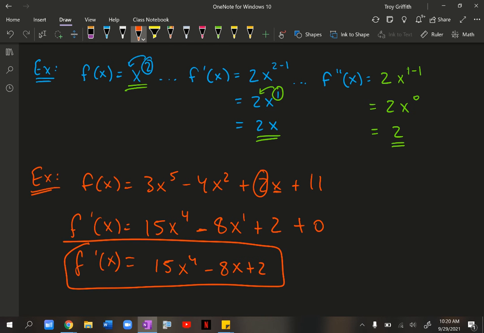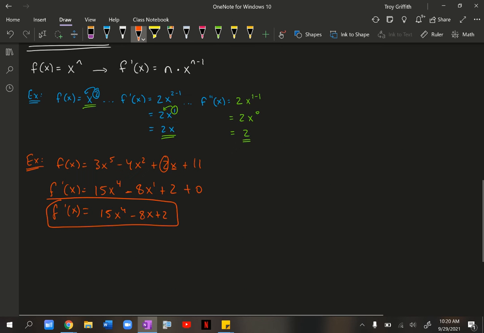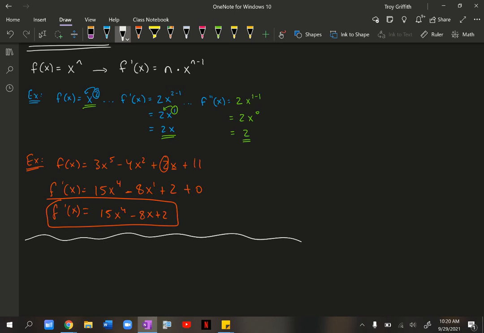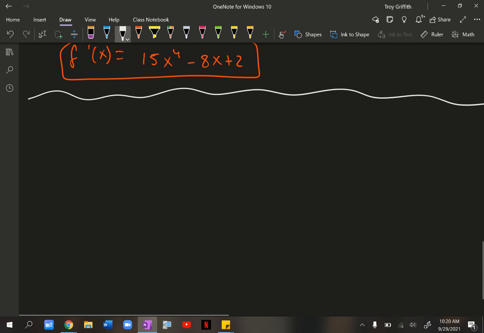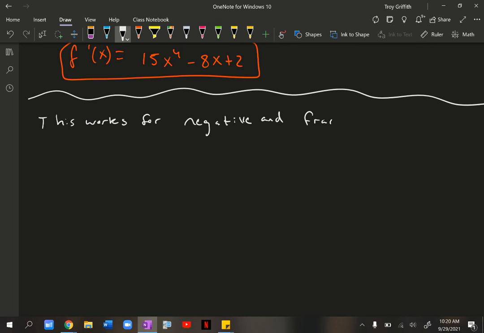All right. Hopefully you understand that power rule. One note I would like to make, and then I'll show you a couple of examples to close out, is that this works for negative and fractional exponents as well.